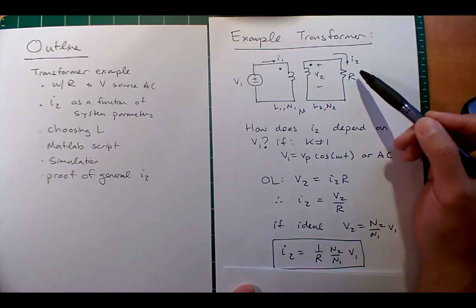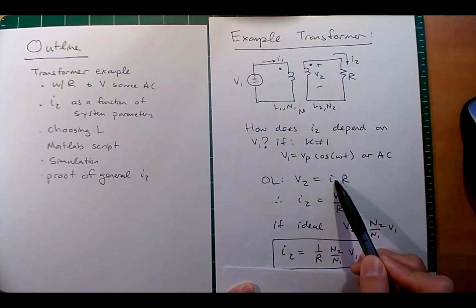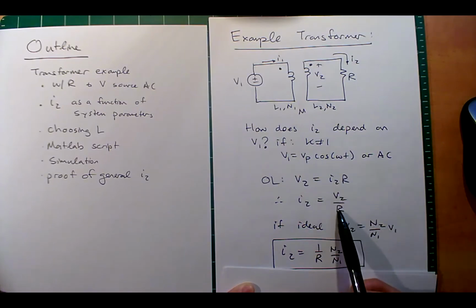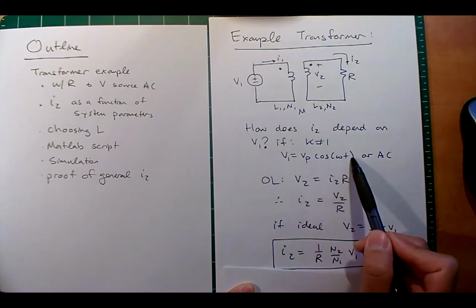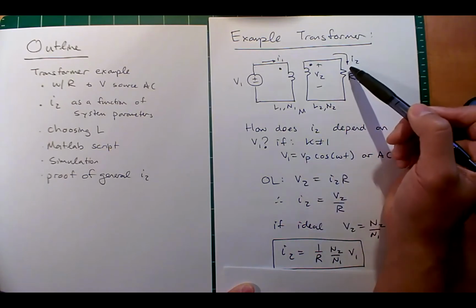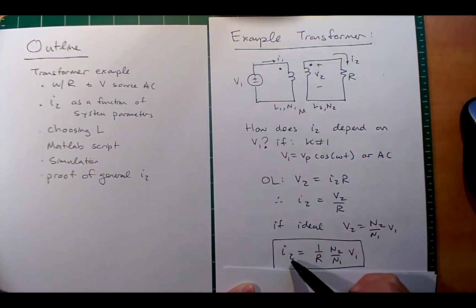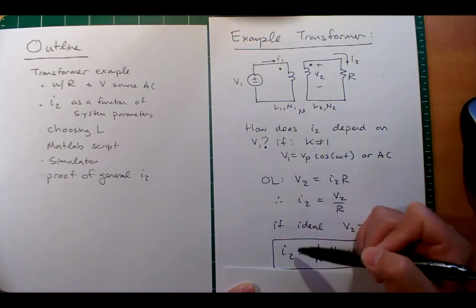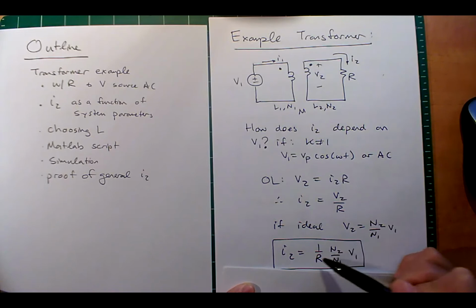So what we would get is I2 equals 1 over R. That's from I2 equals V2 over R, Ohm's law. Then for V2 we substitute the ideal transformer relationship. So you'd get 1 over R, N2 over N1, V1, and V1 would be the sinusoidal signal. Therefore I2 would be a sinusoidal signal. The only difference is that I2 would have a different amplitude. The amplitude of I2 would be VP times the ratio divided by the resistance.